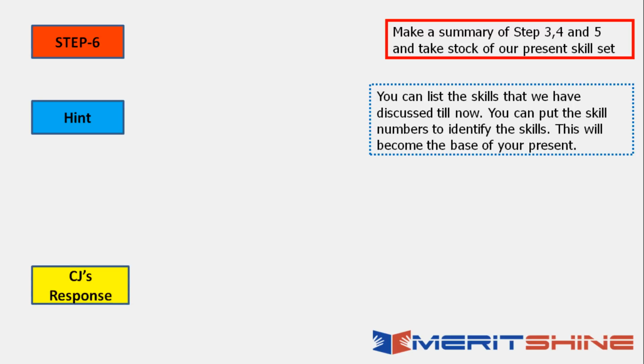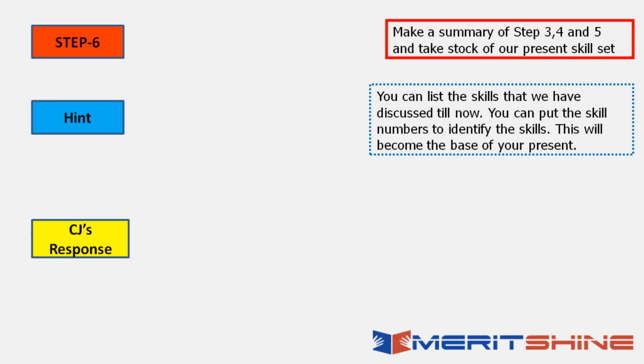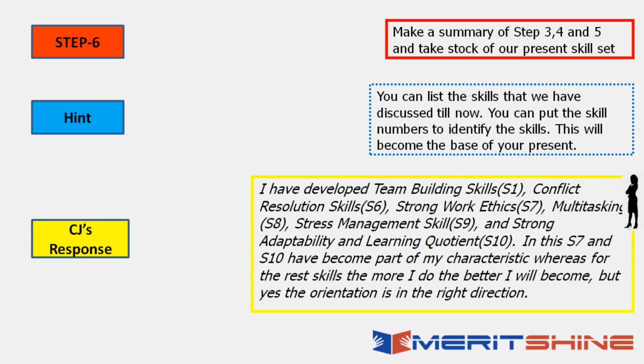This will become the base for your present. So now write down the skill sets summary. Okay, she is ready, I suppose. She writes, I have developed team building skills, which is S1, conflict resolution skills S6, strong work ethics S7, multitasking S8, stress management S9, and strong adaptability and learning quotient, which is S10. In this, S7 and S10 have become part of my characteristic, whereas for the rest of the skills, the more I do, the better I will become. But yes, the orientation is in the right direction.